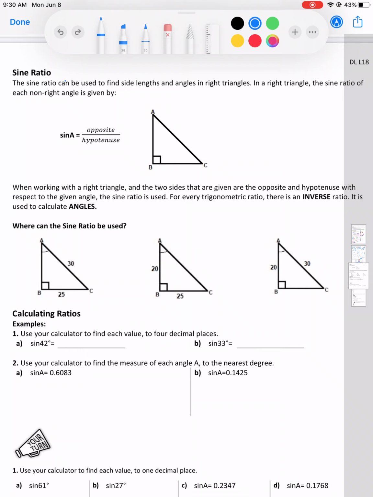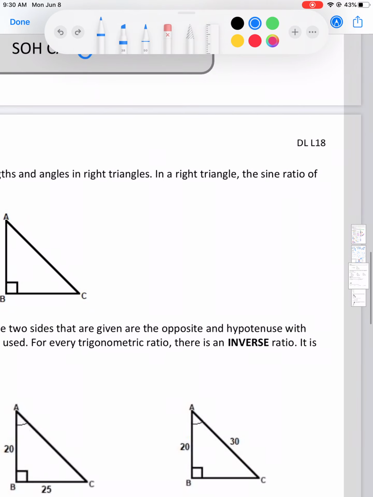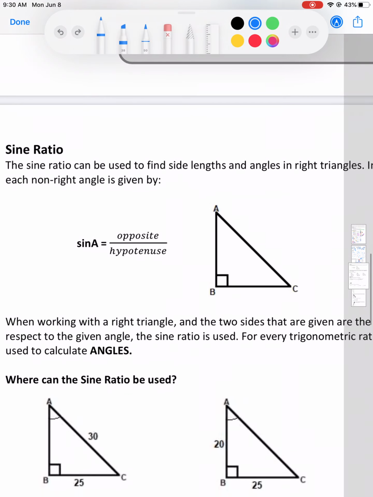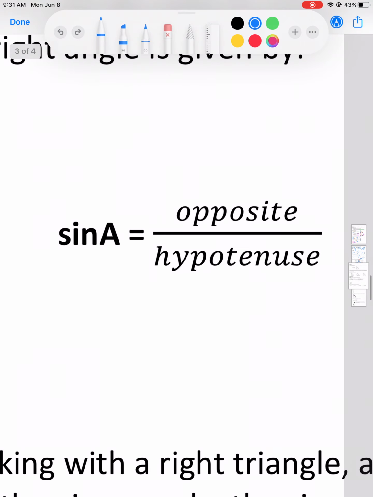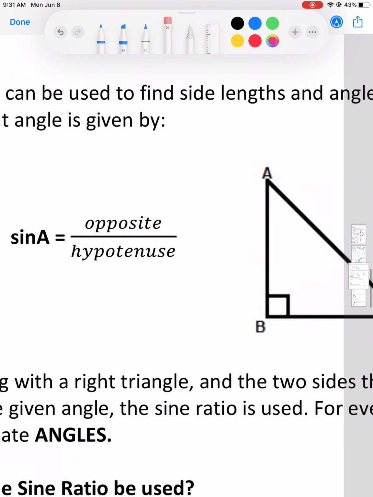So the sine ratio can be used to find lengths and angles in right triangles. In the right triangle, the sine ratio of each non-right angle is given by sine A is equal to opposite over hypotenuse. You see how this is different this time? Last time it was theta. That's okay. This is just now telling us specifically what angle we're talking about. In this case, it's saying sine A. That means we're talking about angle A. So this is our angle of interest.